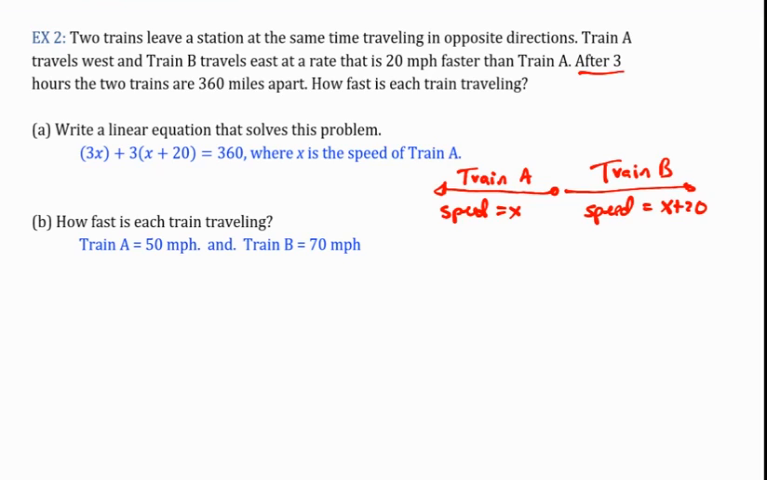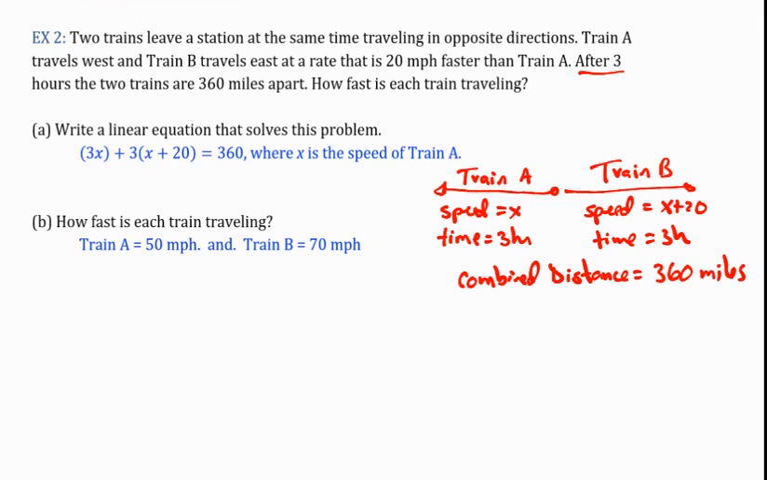The next sentence says, after 3 hours, the two trains are 360 miles apart. So they're both traveling for 3 hours. And the combined distance is 360 miles. So with this problem, we have to use some knowledge that we're expected to know, and that is that distance is equal to rate times time.